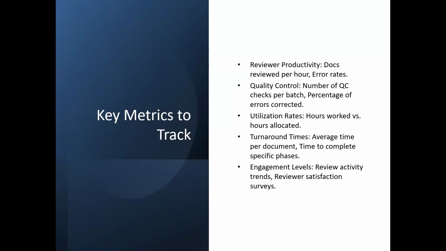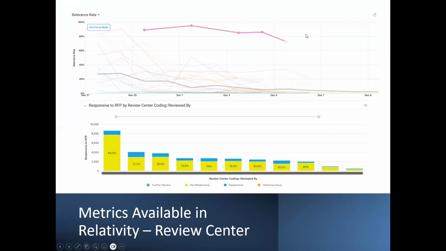Continuing on, let's talk a little bit about some of the actual metrics. When you're doing a review in Relativity, what are some of the things that you're looking at? Here we have two examples from the Relativity Review Center, and these are actually taken from an actual review that you did in the recent past. Tell me what we're looking at here, the two images, and what do they mean to you?